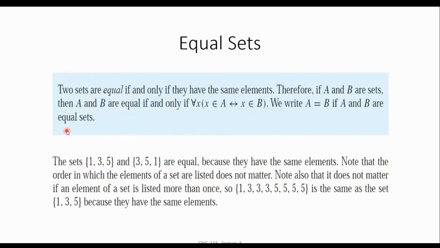So what about equal sets? When are two sets equal to each other? Let's read it together. Two sets are equal if and only if. It means that this is a biconditional case. They have the same elements. Therefore, their elements should be the same. So if A and B are sets, it should first be proved that they are sets, not something else. Then A and B are equal if and only if for all x, x belongs to A implies this one, and this one implies this one. This is the biconditional case, so by implication.